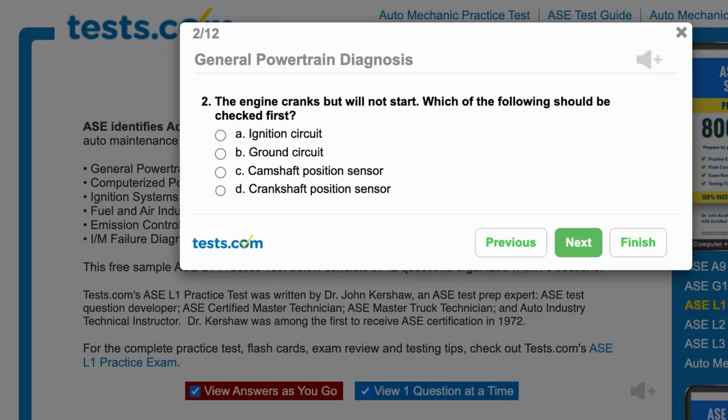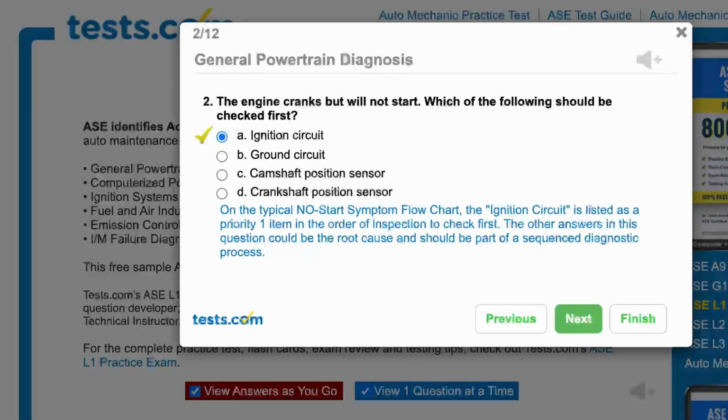Question 2. The engine cranks but will not start. Which of the following should be checked first? A. Ignition circuit. B. Ground circuit. C. Camshaft position sensor. D. Crankshaft position sensor. A. Ignition circuit. On the typical no-start symptom flowchart, the ignition circuit is listed as a priority 1 item in the order of inspection to check first. The other answers in this question could be the root cause and should be part of a sequenced diagnostic process.